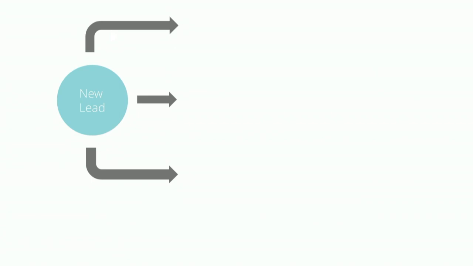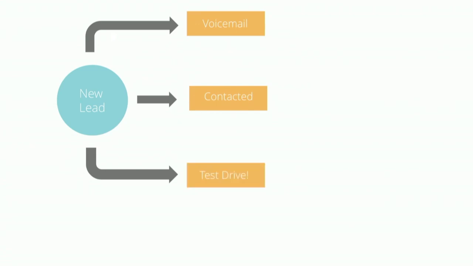If I try to call a lead, I can either leave a voicemail, which means that they didn't actually pick up the phone, or I got them to be contacted, so I actually got them on the phone. And let's go back to my automobile dealership example. Let's say I reached out to that new lead, and they're actually really interested, and they want to have a test drive, right? So there's 3 possible things that can happen from when a new lead is generated to when I reach out to them.